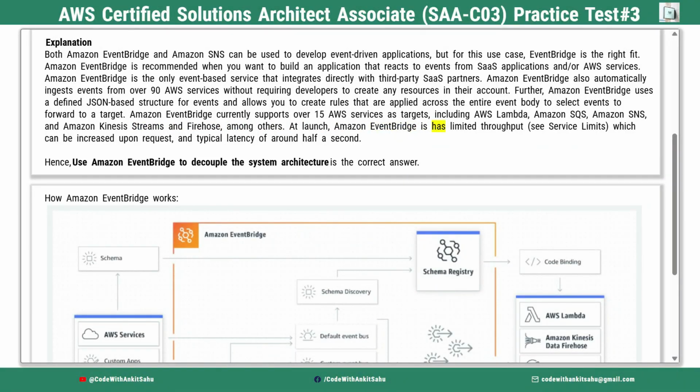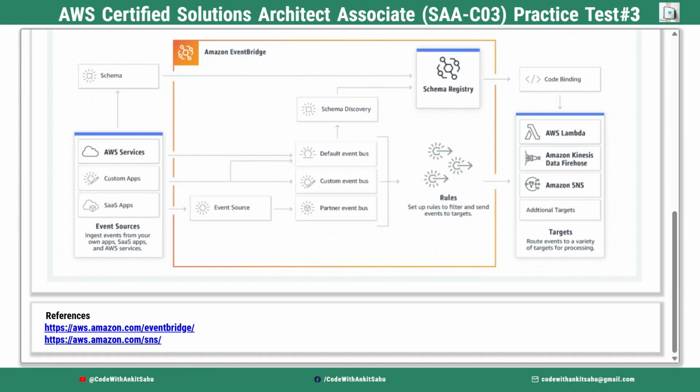At launch, Amazon Event Bridge has limited throughput, see service limits, which can be increased upon request, and typical latency of around half a second. Hence, use Amazon Event Bridge to decouple the system architecture is the correct answer. References.